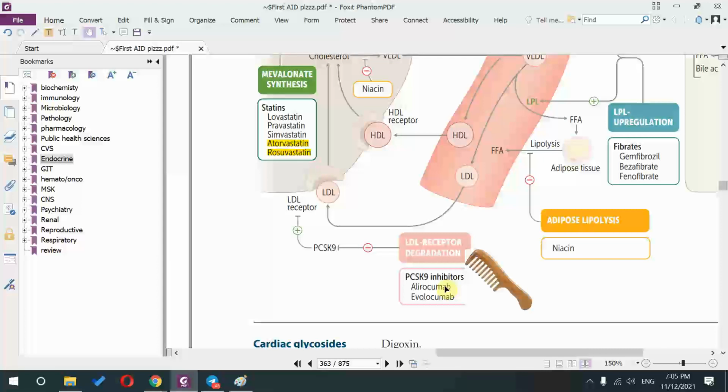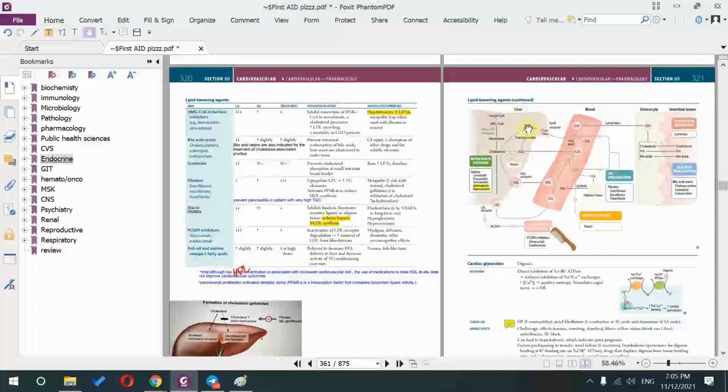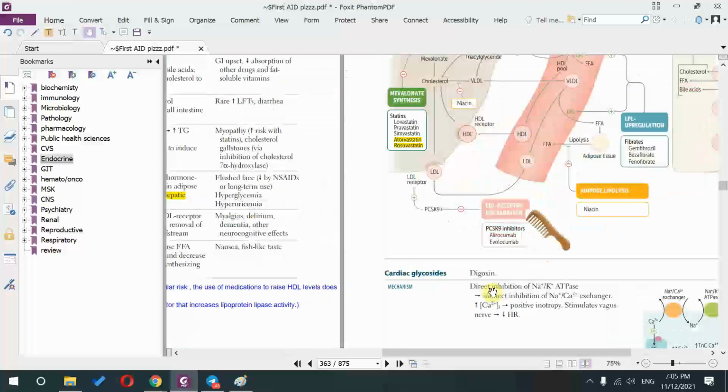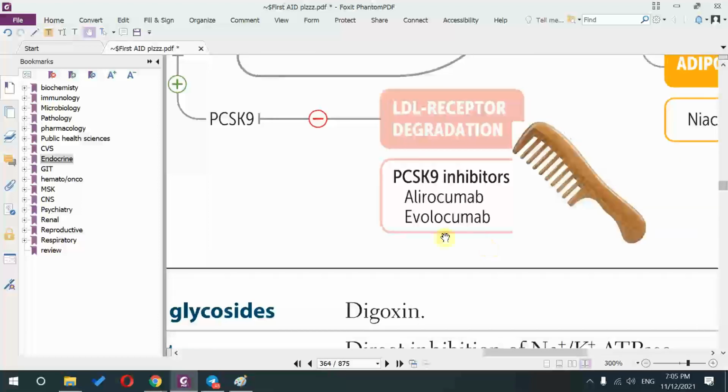So this monoclonal antibody prevents the degradation. That's their function. And thus you will have more absorption of the LDL from the periphery, and it goes back to your liver, which it can deal with, actually. These drugs include alirocumab and evolocumab.